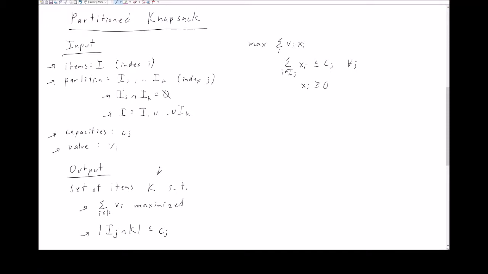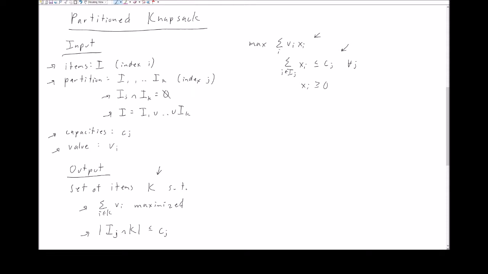We can model this partition knapsack problem as an integer program. The objective is the same as the knapsack objective. We're going to maximize the sum of the values of the items in our knapsack. The constraints now are a little bit different though. Instead of having a singular constraint, we have a constraint for each partition. That is, the sum of all the items, xi, in the partition, Ij, is at most the capacity of the items assigned to that partition, Cj.